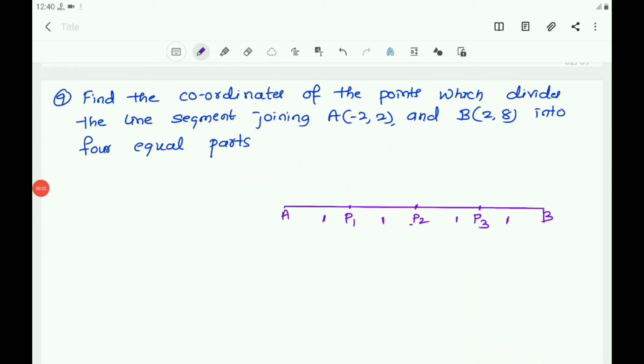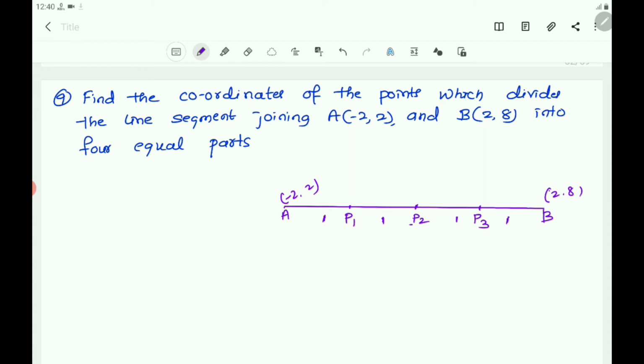Question number 9. Find the coordinates of the points which divide the line segment joining A of (minus 2, 2) and B of (2, 8) into 4 equal parts. Here AB is a line joining the points A and B. A is a point with the coordinates (minus 2, 2), and B is a point with the coordinates (2, 8).